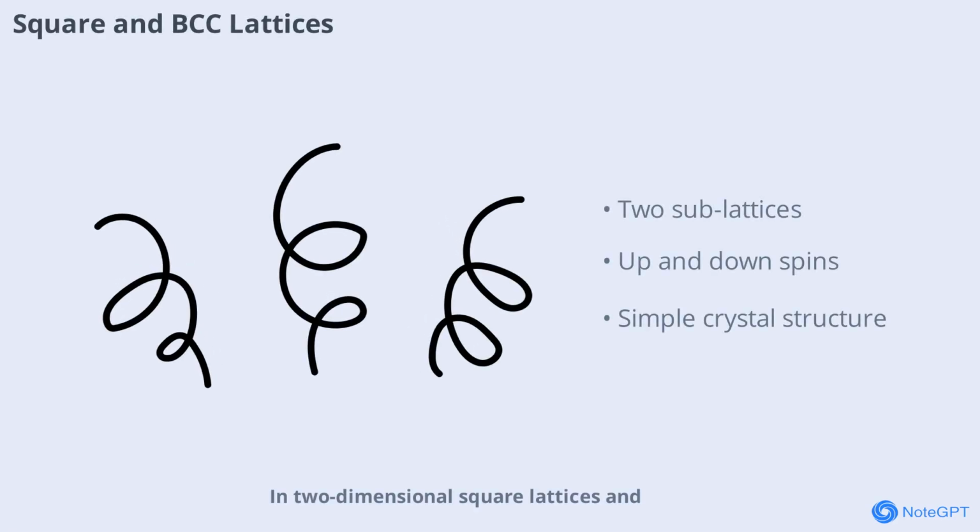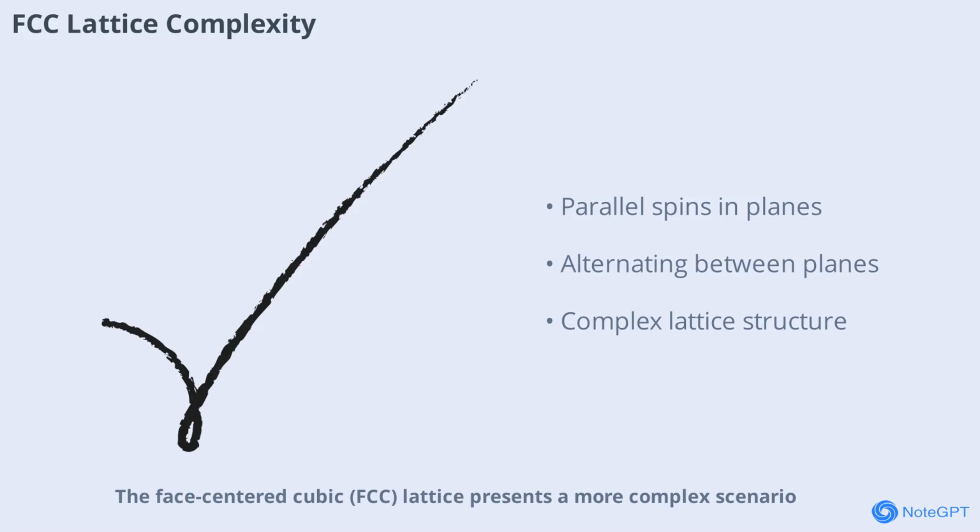In two-dimensional square lattices and three-dimensional body-centered cubic (BCC) lattices, antiferromagnetic order can be neatly divided into two sublattices. One sublattice contains all up spins, while the other contains all down spins. This clear separation makes it easier to visualize and study antiferromagnetic behavior in these structures. Such arrangements are often found in crystals with simple geometric patterns, allowing researchers to predict and manipulate their magnetic properties for various applications.